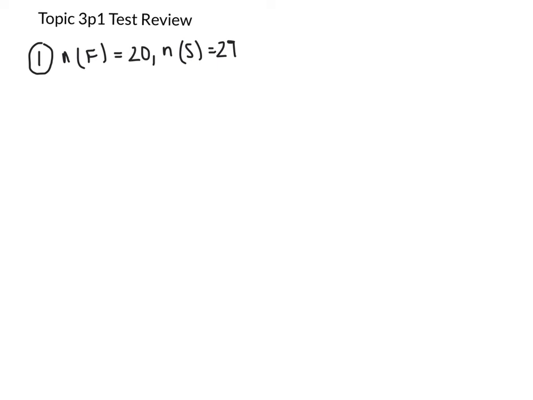This is the review video for the Topic 3 Part 1 test review homework. So number 1 is a set theory question. It's talking about the 40 students that were surveyed about when they do their homework on the weekend, and F represents those who do it on Friday nights, and S represents those who do it on Saturday or Sunday. And they give us some information and ask us some questions.